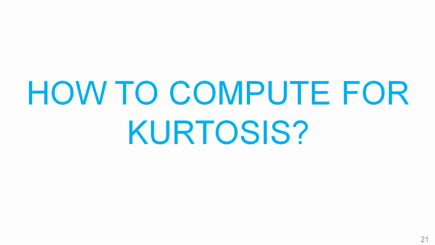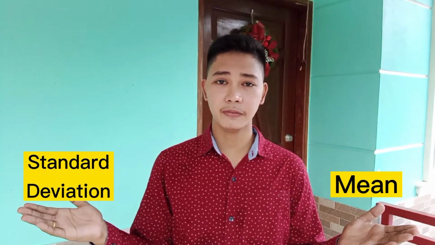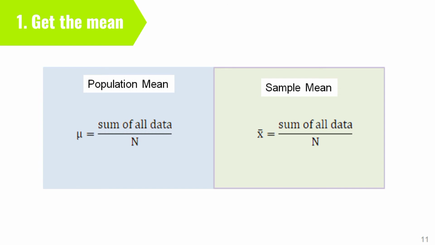How to compute for kurtosis? To get the kurtosis, we should first get the mean and the standard deviation, which were discussed already in the past lessons. If you don't know yet how to get the mean and the standard deviation, I highly encourage you to review those first. First step is to get the mean.